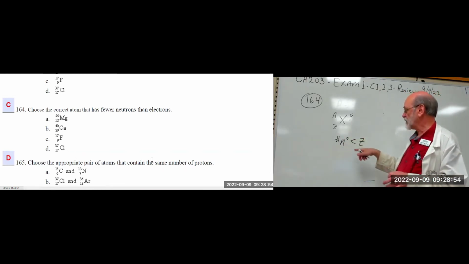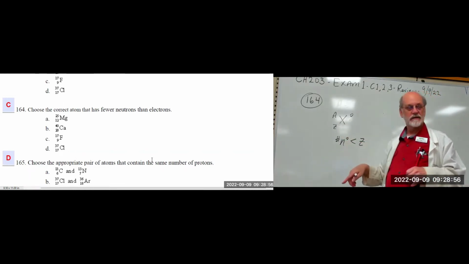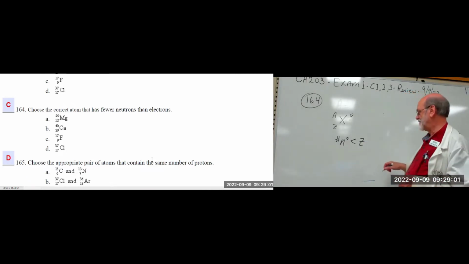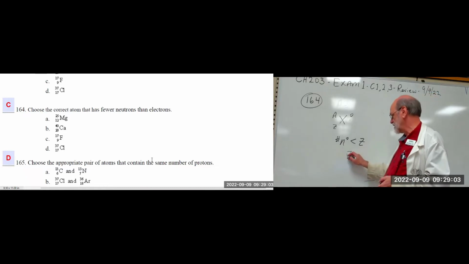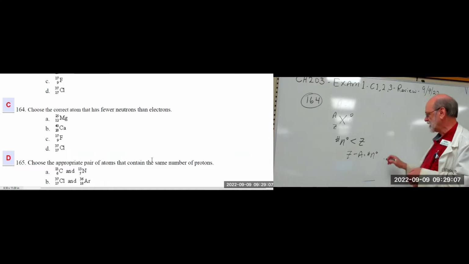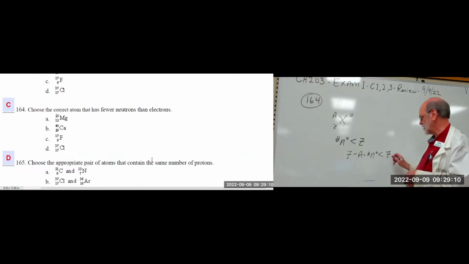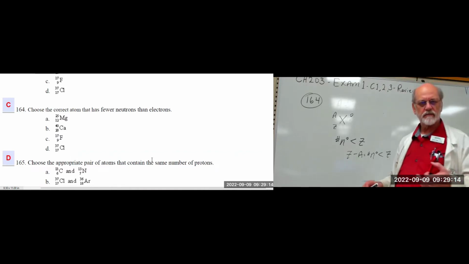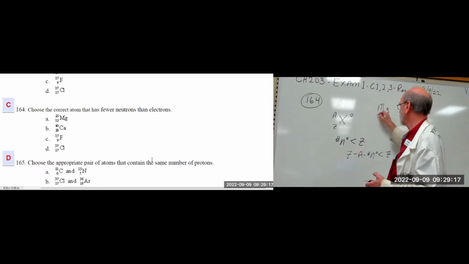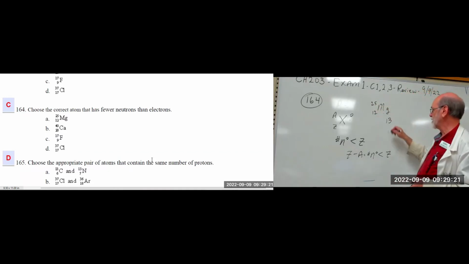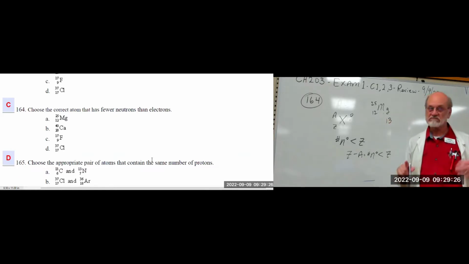And how do you find the number of neutrons? You subtract Z from A. So if we say A minus Z equals the number of neutrons, then that has to be less than Z. Right, so what are our choices? Magnesium. So 12 from that is 13, right? So the number of neutrons is greater than the Z number. That can't be it.